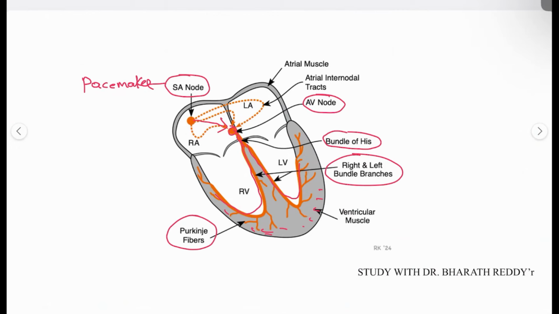So this is how the entire conduction pathway is seen in the heart. Let's revise once again. From the SA node, it will be transmitted to the AV node, and from the AV node, it will be transmitted to the bundle of His. Through the bundle of His, it is divided into the right bundle branch and the left bundle branch. From the bundle branches, there will be Purkinje fibers, and the Purkinje fibers will transmit it to the entire muscular tissue of the heart. So this is how the entire electrical activity is generated and maintained throughout our life cycle.